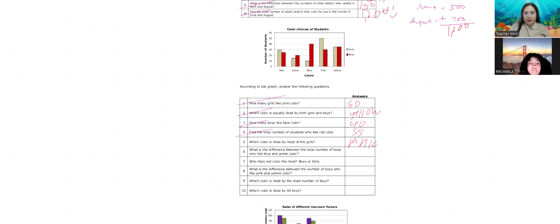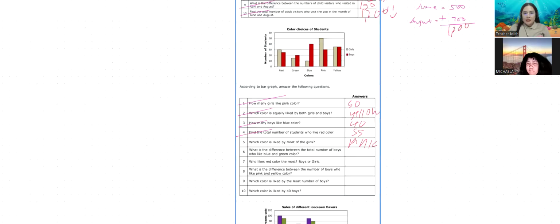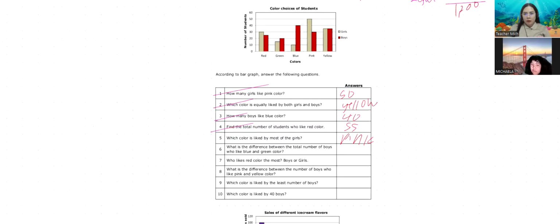Which color is liked by most of the girls? Pink. Okay, very good. It's color pink. Okay, can you please write color pink, anak? How about this one? Then after this one, we're going to take our break. What is the difference between the total number of boys who like blue and green color?